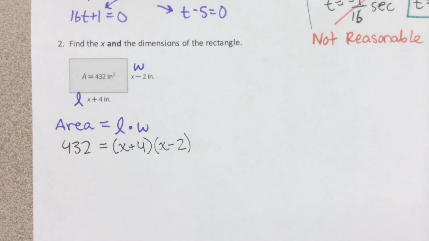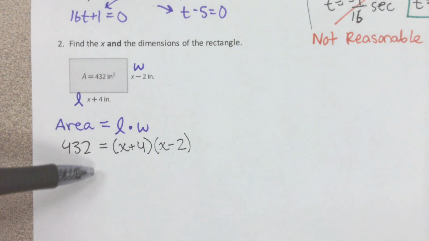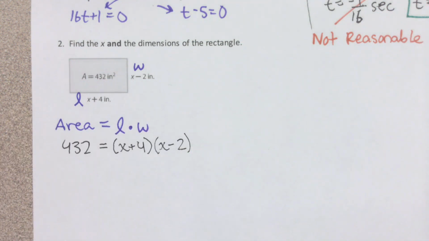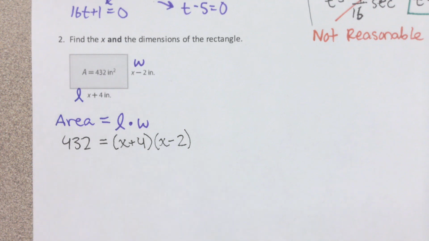Let me dispel a rumor, because I'm sure some of you are already thinking it, that you can just split both of these up, set them equal to 432, solve for x, move on with your life. Unfortunately, it is not that easy. That rule only works if this number over here is a 0. So, we're not there yet. We need to be able to move the 432 over here with everything else. Before we can do that, we need to multiply these two. They're called binomials because they both have 2 terms in them. We need to multiply those together.